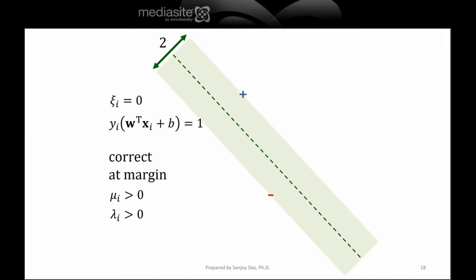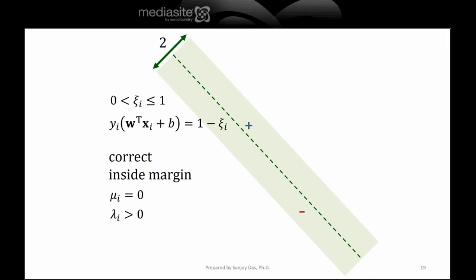Now here, both constraints are active. Zeta I is equal to 0 because there is still no error. These are still on the correct side of the hyperplane and are not yet inside the forbidden region. So zeta I is still equal to 0, the error. And in this case, yi times w transpose xi plus b is exactly equal to 1 because they're both at a distance of 1 from the hyperplane. So both these constraints are active constraints. Whence mu I is greater than 0 and lambda I is also greater than 0.